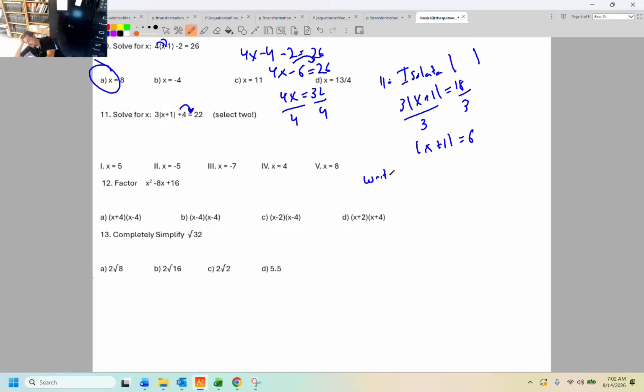Now we write two equations. The first is as is. So x plus 1 is 6, which means that x is 5. And there she is. The second, we change the sign on the stuff inside.